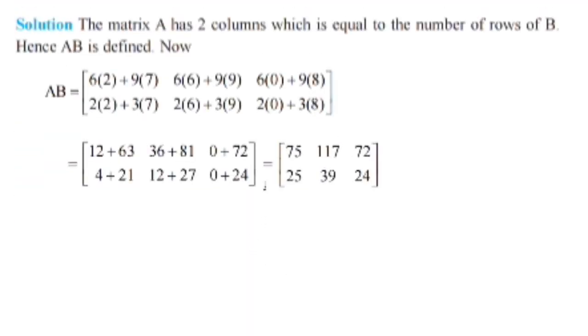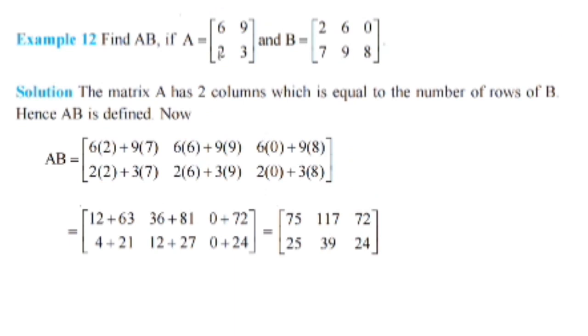They have given you an example here. Look at this example. What is the order of this matrix? 2 by 2. What is the order here? 2 by 3. Isn't it? So that means the number of columns of this, 2, and the number of rows, 2, you can multiply.